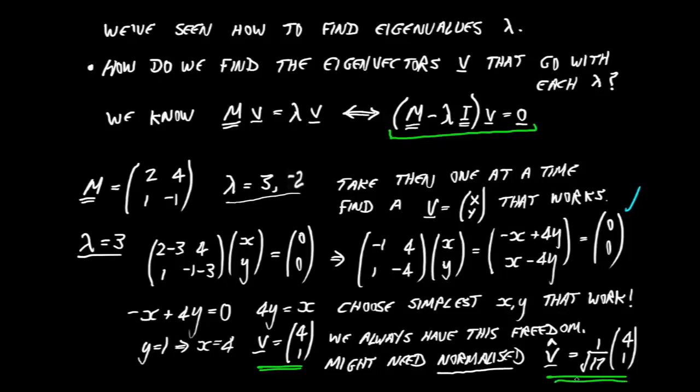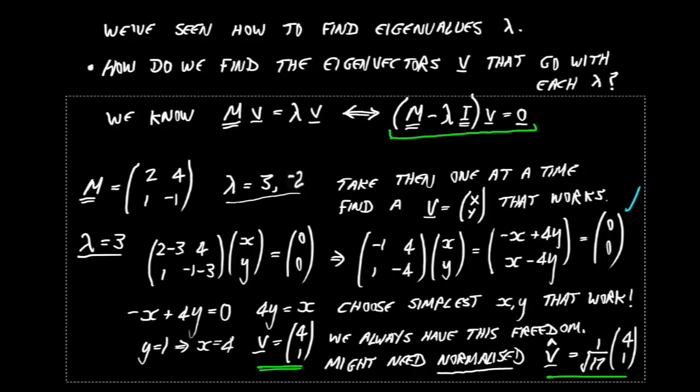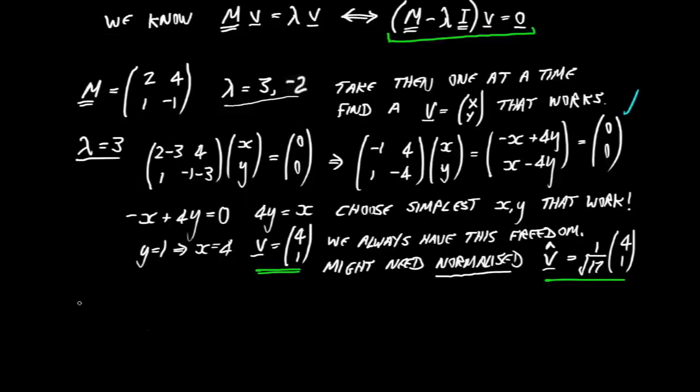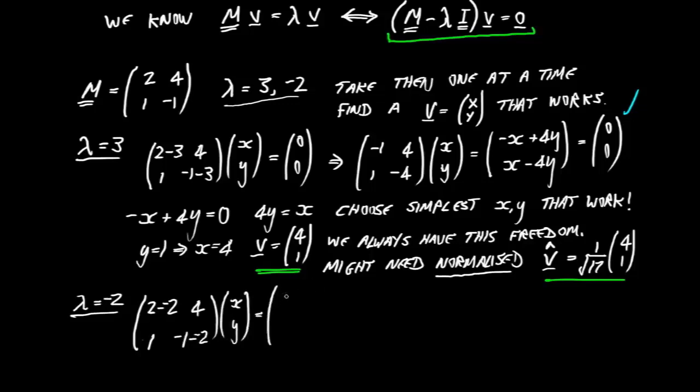Now we still haven't found the eigenvector for the other eigenvalue, which was minus 2. Let me just move this up on the screen to make space to do that at the bottom. So here we go. We do exactly the same procedure. We subtract minus 2 on the diagonal. 2 minus minus 2, and 4, and 1, minus 1, minus minus 2. Lots of minuses there. So let's tidy that up. That's going to be 4, 4, 1, and in fact another 1. And then times (x, y) is equal to (0, 0).